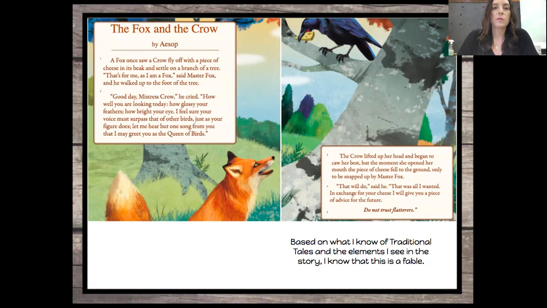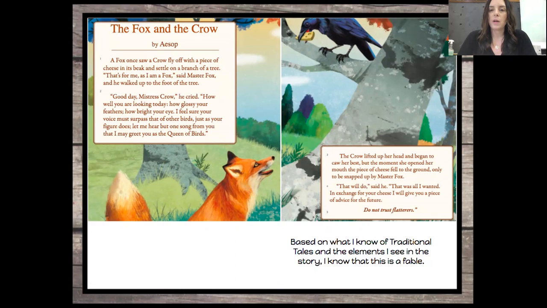A fox once saw a crow fly off with a piece of cheese in its beak and settle on a branch of a tree. That's for me, as I am a fox, said Master Fox, and he walked up to the foot of the tree. Good day, Mistress Crow, he cried. How well you are looking today. How glossy your feathers. How bright your eye. I feel sure your voice must surpass that of other birds, just as your figure does. Let me hear but one song from you, that I may greet you as the queen of birds.